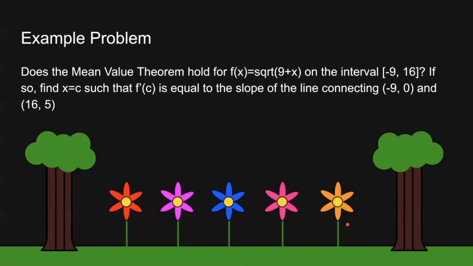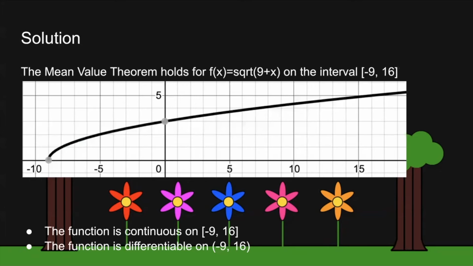So here's an example problem. And if you want, go ahead and pause the video and give this problem a try. And here is the solution. So the mean value theorem does hold. So first of all, the function is continuous on the closed interval [-9, 16].